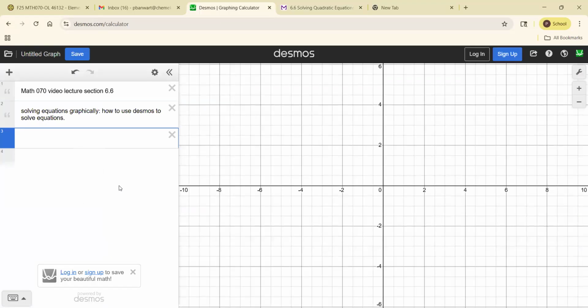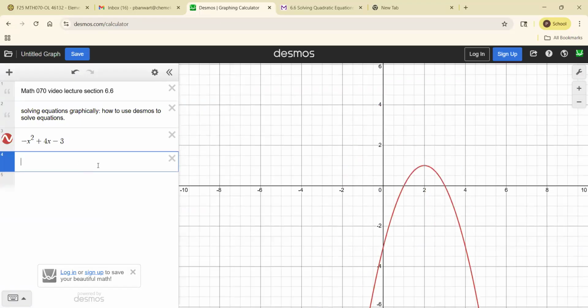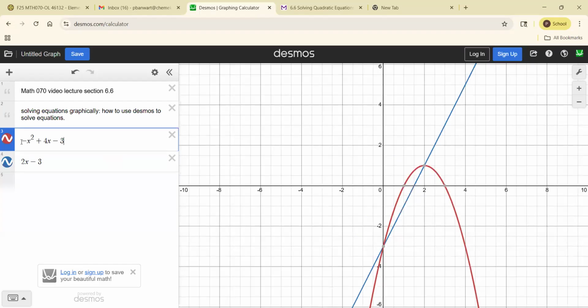I'm just going to go through a couple examples from your homework. The first one is actually the first homework question, or the version that I have. Negative x squared plus 4x minus 3, there's one of our functions, and 2x minus 3. So I happen to have a quadratic function and a linear function, and I want to solve negative x squared plus 4x minus 3 equals 2x minus 3.